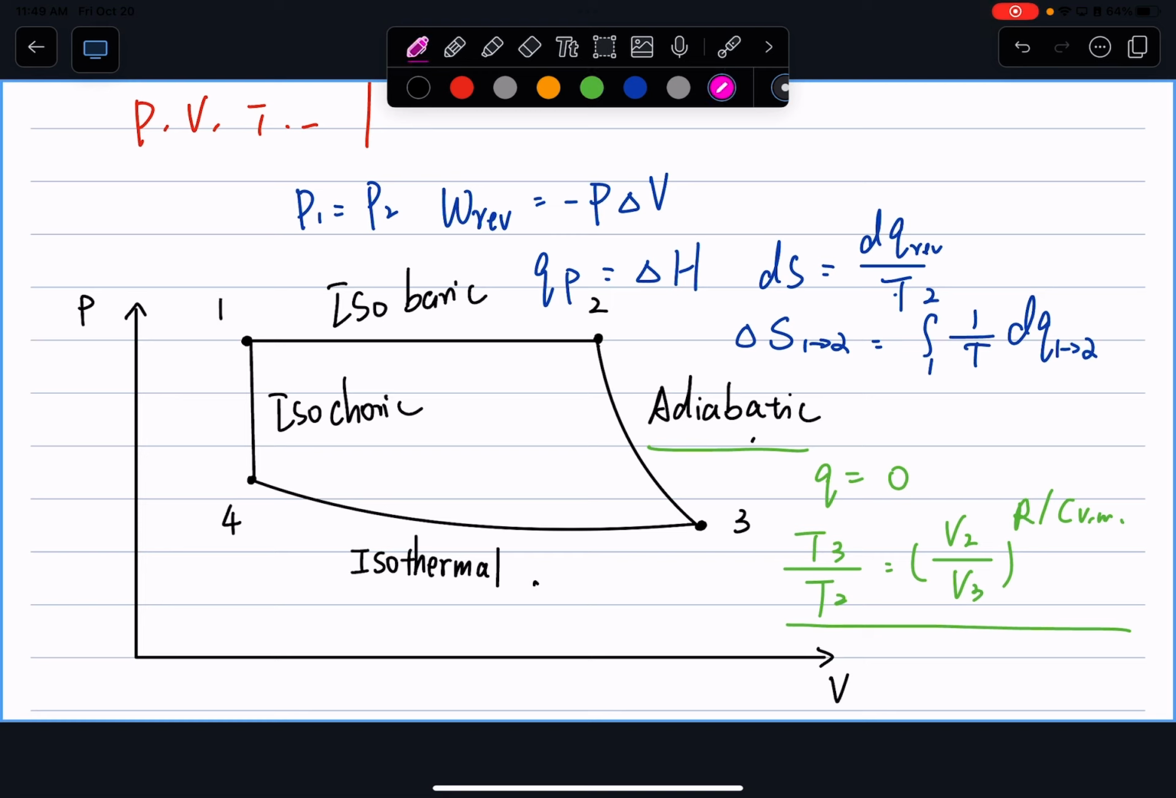And, well, one more minute. So for the isochoric process, what we have is delta V equals 0. So your work reversible equals 0. All right, so your delta U equals Q_V here. And for an ideal gas, in this case, from 4 to 1, your temperature increases, right? So PV gives you the temperature of that ideal gas. So from here to here, your temperature will increase, and you know what the process is. And also, once you know what Q is, you can calculate delta S, etc.